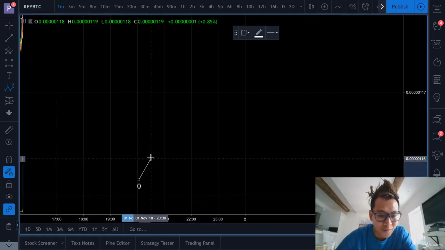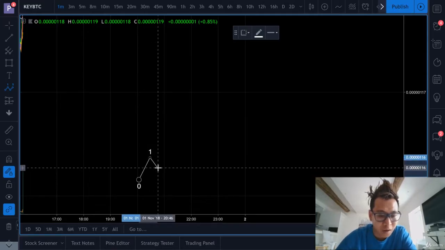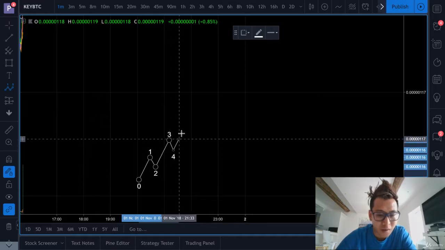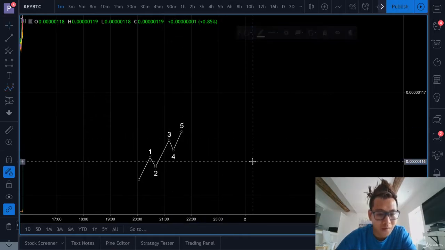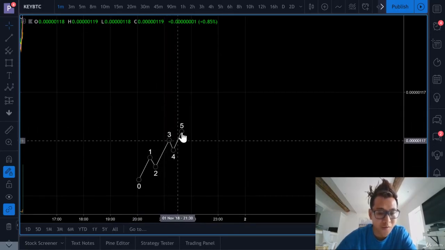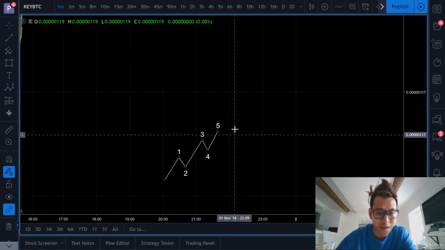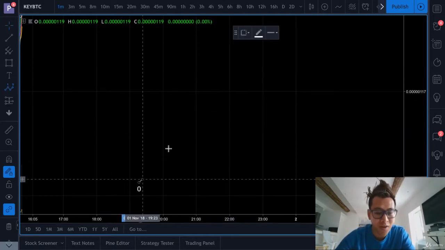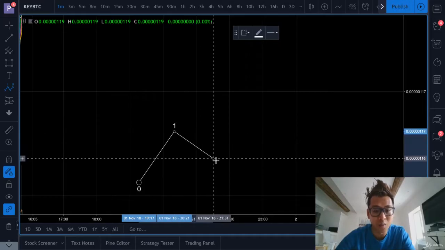So we have 5 waves that go up like here, okay? We have 5 waves that go up like that, okay? That is an impulse wave going up. 1, 2, 3, 4, and 5. Now let's make this a little bit bigger. And let's talk about some of the most fundamental rules of Elliott wave, okay?